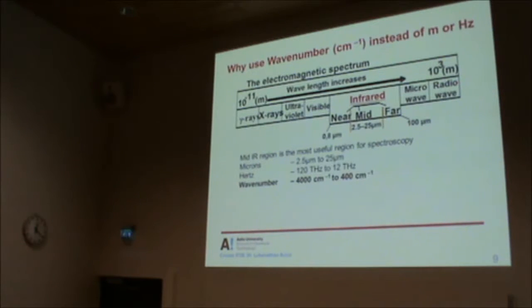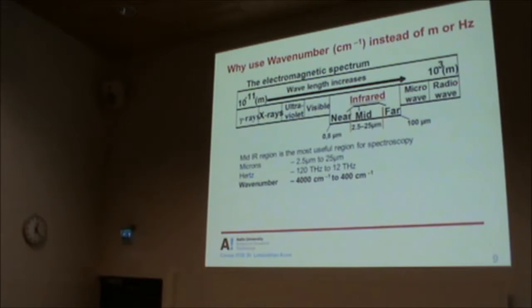Okay, here is the reason why we use wave number instead of frequency. Let's take the mid-infrared region. In microns, it goes from 2.5 micrometer to 25 micrometer. Let's say, I'll just give a rough estimate of the total number of bonds that you will ever come across in the entire chemistry. Okay, let's say it's 1,000. So you have to detect 1,000 bonds between this range.